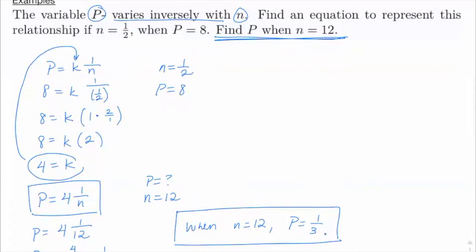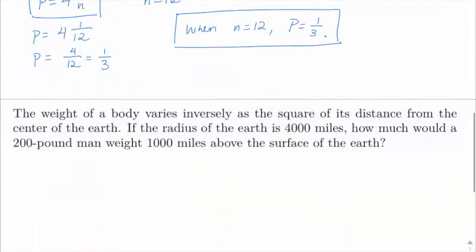And that's it. There we have it. We've found p when n equals 12, so we've answered the question in the word problem. Okay, let's take a look at a second example.